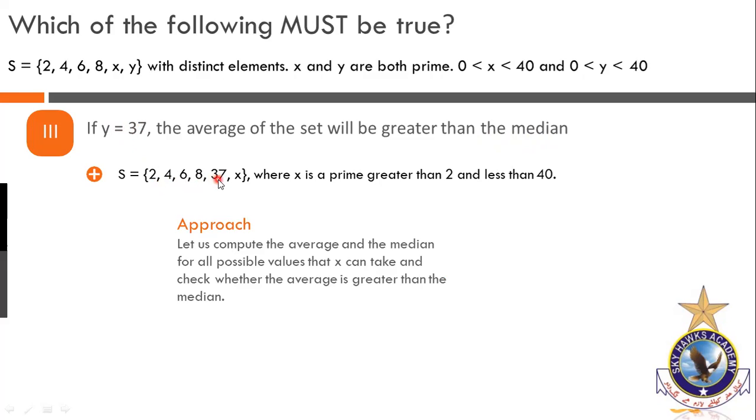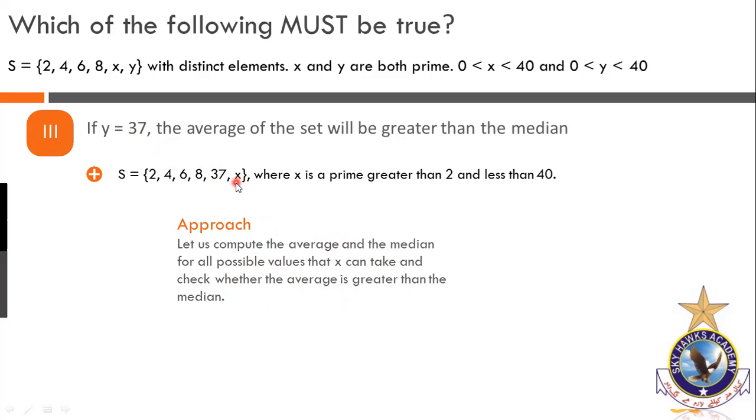We will get this data where x is a prime greater than 2 and less than 40. So if we approach it this way, let us compute the average and the median for all possible values that x can take, and check whether the average is greater than the median. What I mean to say is that we have calculated the median for all possible values, and it cannot exceed 7. One by one we assign values to x, because now y is fixed, so only x varies.